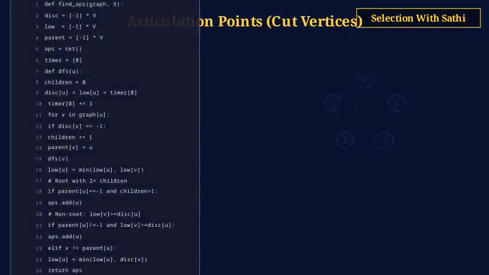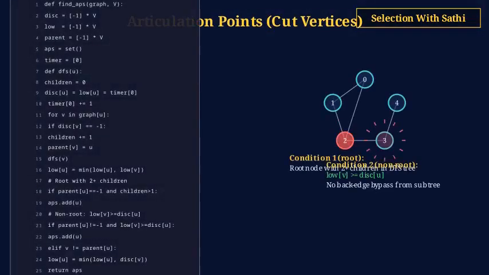An articulation point is a vertex whose removal disconnects the graph. Similar to bridges but with two different conditions. Look at line 13. For a non-root node U, if any child V has low of V greater than or equal to disc of U, then U is an articulation point. This means V's subtree cannot reach above U through any back edge. Note, this uses greater than or equal, not strict greater than like bridges.